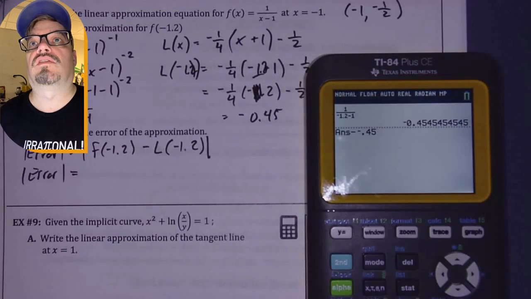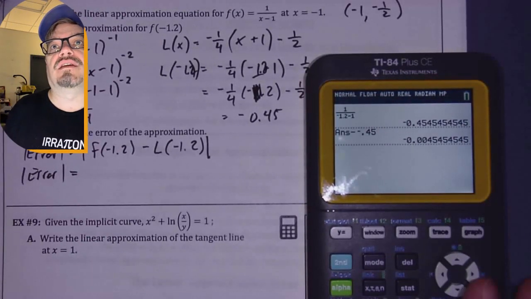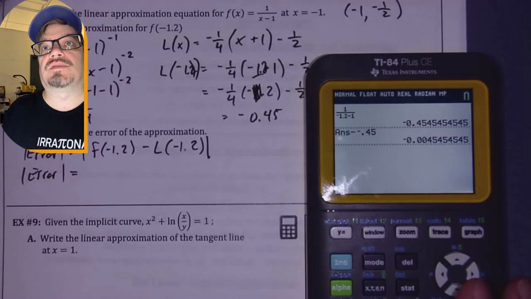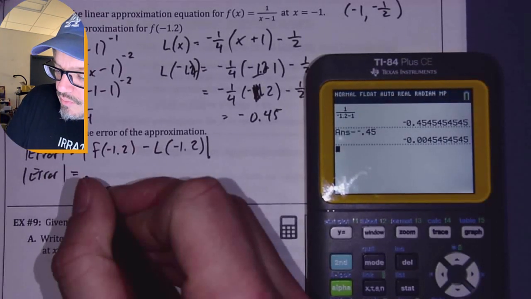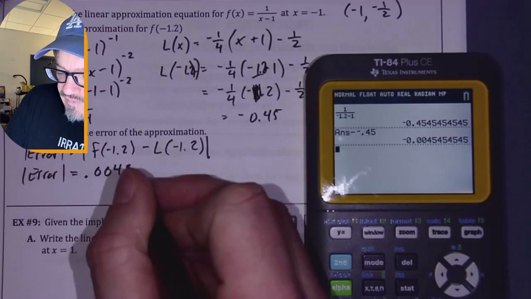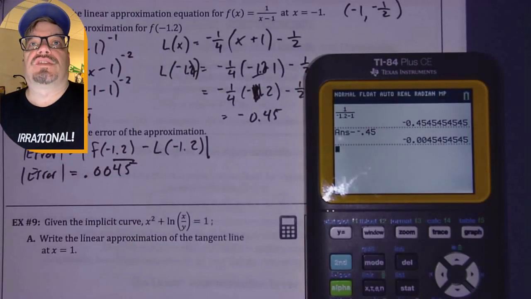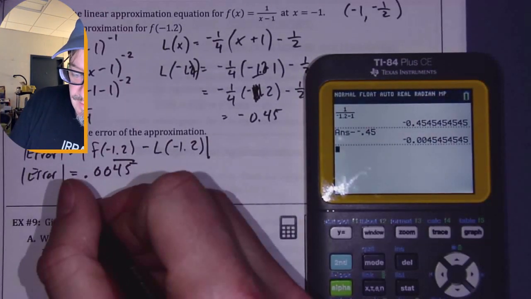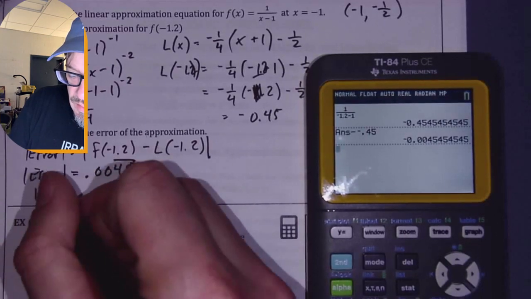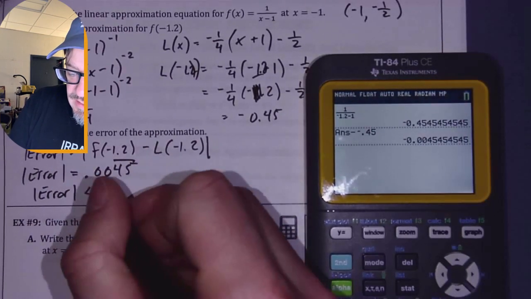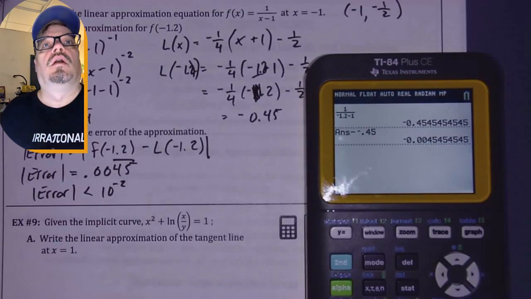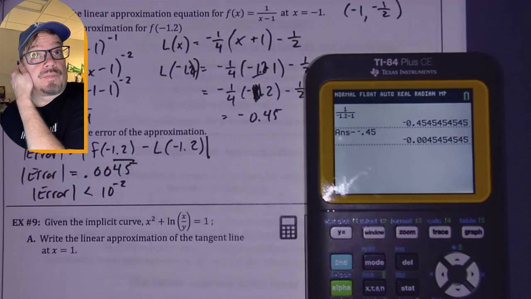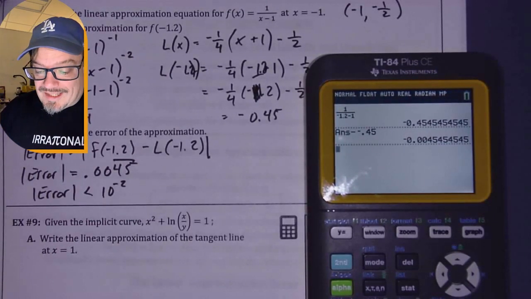They're very, very close. And we got negative, but we're going to do the absolute value, so that would be 0.0045 repeating. And so now we've got the error being less than 10 to the negative 2. Okay. All right. We're going to stop there.